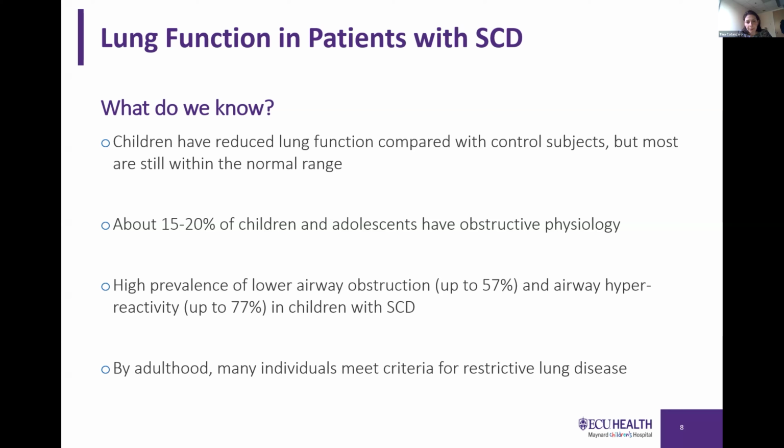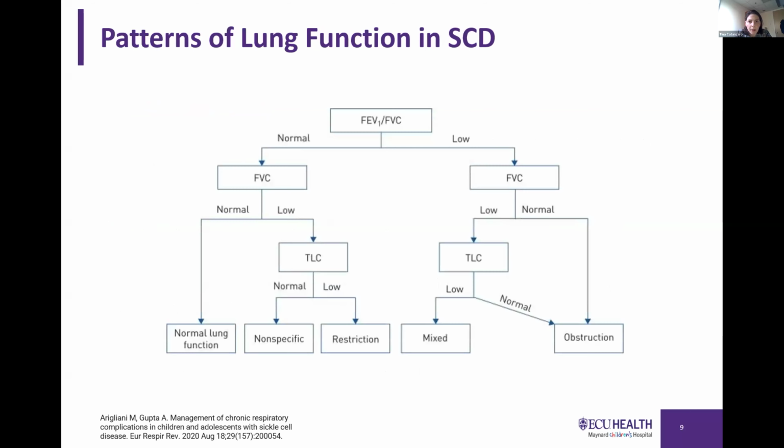And then it's thought that by adulthood, many individuals will meet criteria for restrictive lung disease. That is thought to be due to the repeated episodes of acute chest syndrome, leading to sickle cell chronic lung disease. These are the patterns of lung function that we can see in patients with sickle cell.